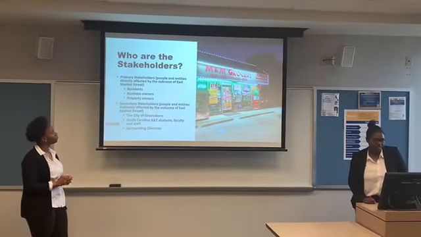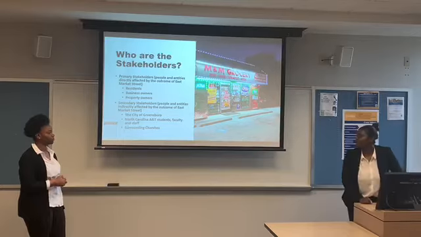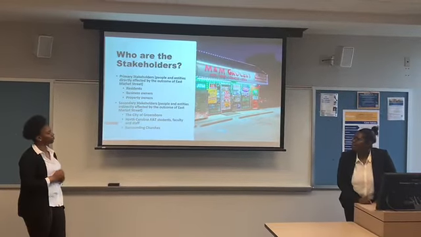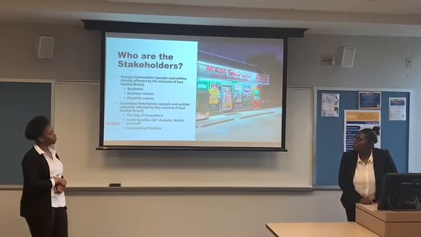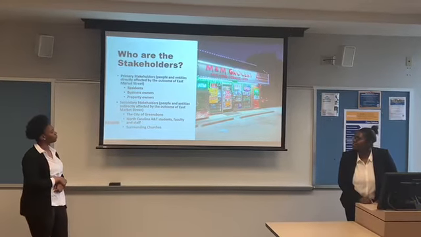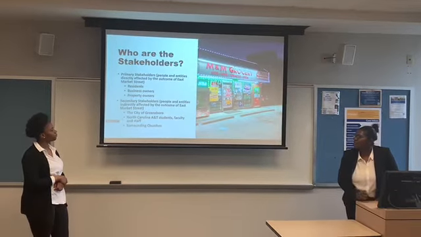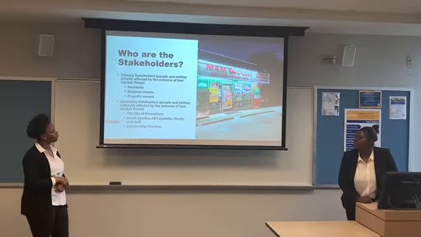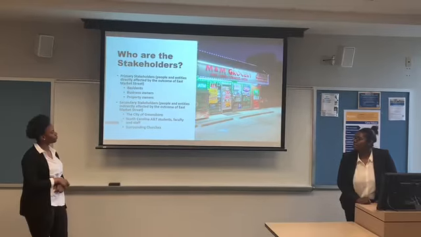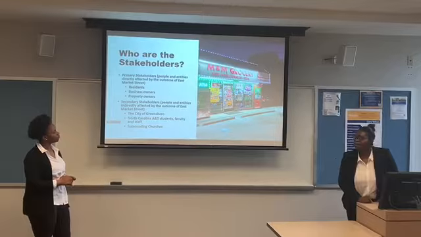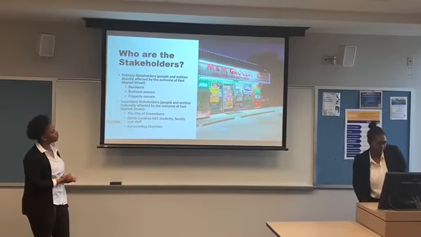There are primary stakeholders and secondary stakeholders. The primary stakeholders are the people who are affected directly by the outcome on East Market Street. That includes your residents, your business owners, and your property owners. Secondary stakeholders are people who are indirectly affected by what goes on on East Market Street. That's more like the city of Greensboro, North Carolina A&T students, faculty and staff, and surrounding churches and schools.